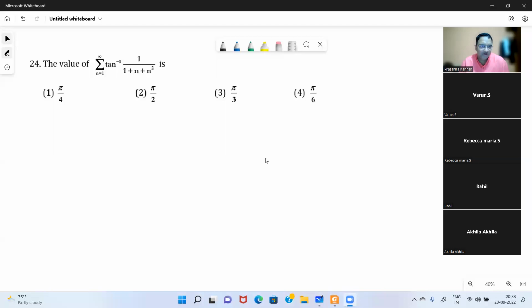Okay, let's look at question number 24 now. The value of summation of n equal to 1 to infinity, tan inverse of 1 by 1 plus n square. So first you should put the n value as 1, then as 2, then as 3 and so on up to infinity, and each term you should add. But before that, let's find out what this inner function is. Consider this function: tan inverse of 1 by 1 plus n square.